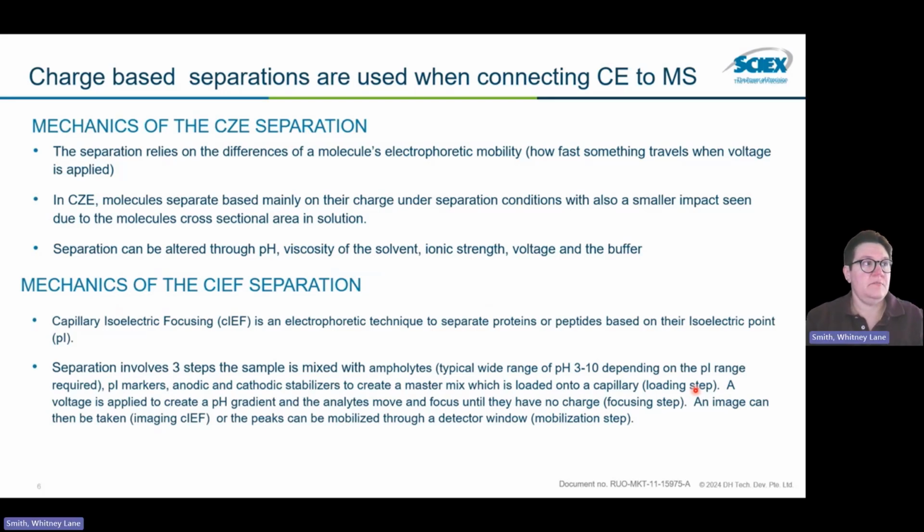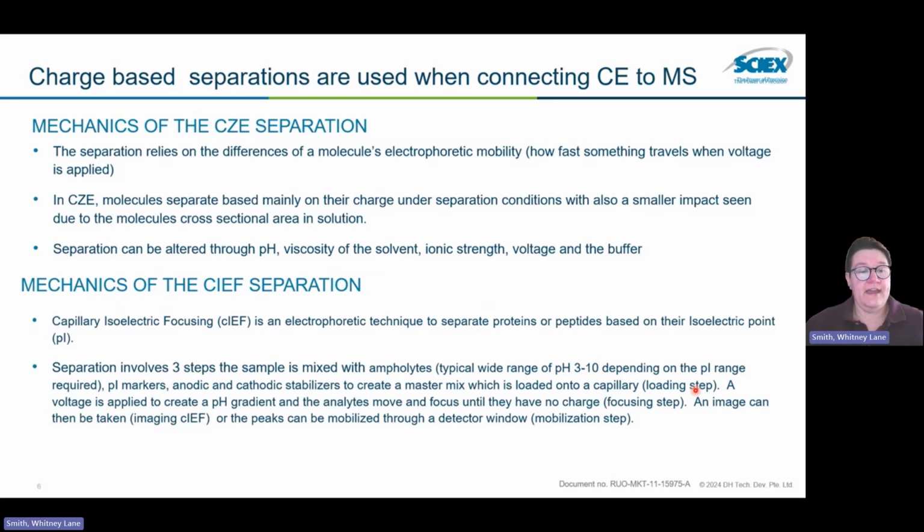The electrophoretic mobility can be altered through pH or viscosity of the solvent. Ionic strength is a very big factor because it all affects the current that's seen in the capillary. The voltage obviously is like giving more gas, and then the buffer composition can change the way that the molecules move.